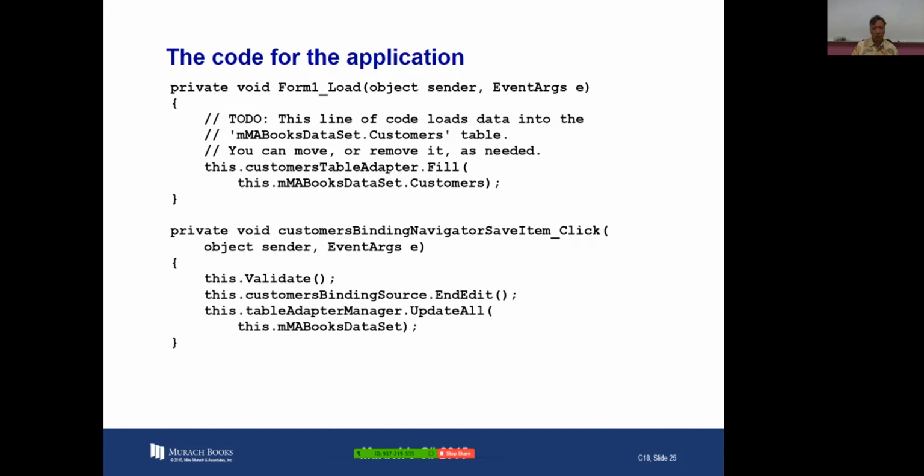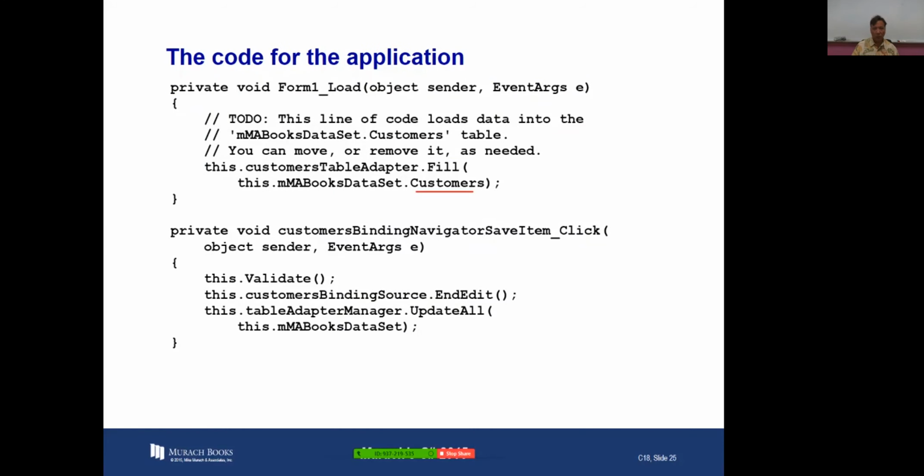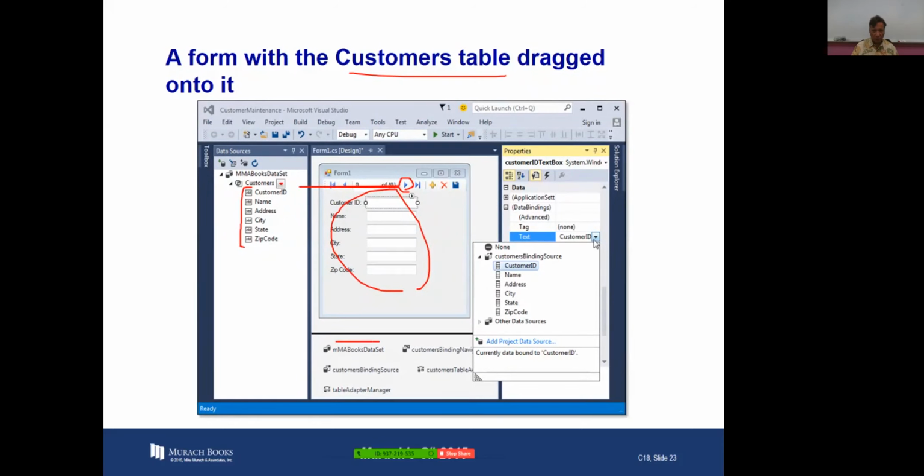We're doing the customers table now, and this is what the code would be generated when we drag over and create a table form that looks like this. This is the code that will be generated. First of all, there's the fill method from the customers table adapter, talking about these things down here now. It's a different set because we're doing customers instead of products.